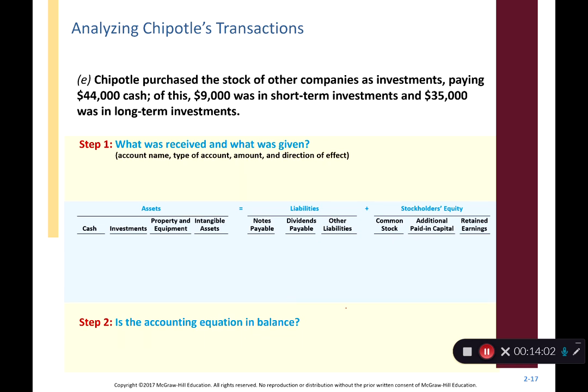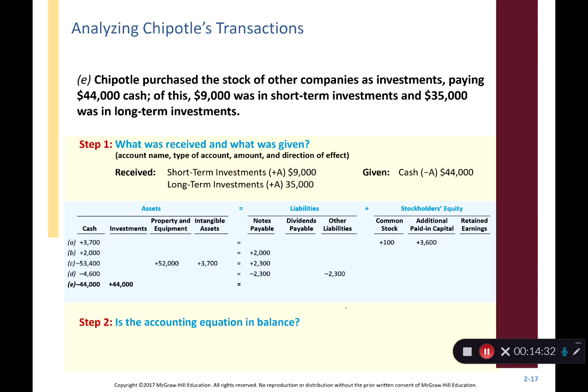Moving on to E. Chipotle purchased the stock of other companies as investments, paying $44,000 in cash. Of this, $9,000 was short-term and $35,000 was long-term. So what do we get and what do we give up? We got ourselves some investments. We gave up some cash. So we got some short-term and long-term investments. We gave up some cash. So this is an example of up and down on the same side. Our investments go up by 44, the short and long-term combined, and our cash goes down by 44.